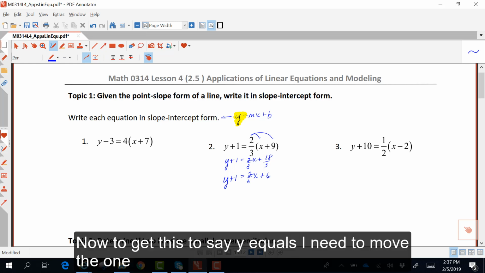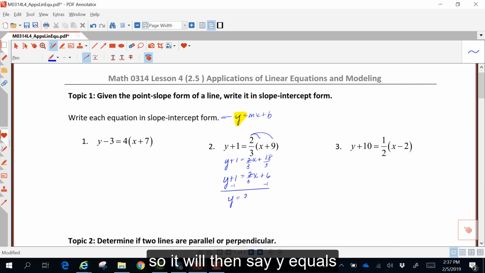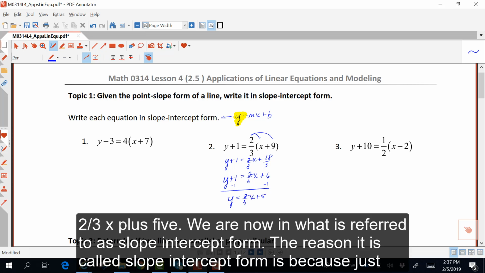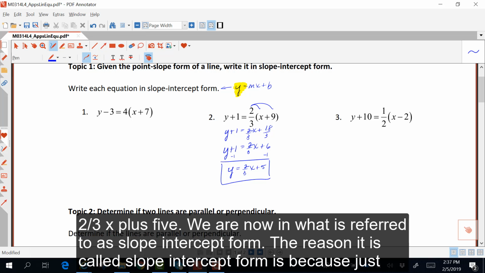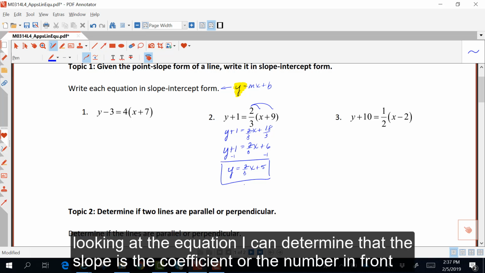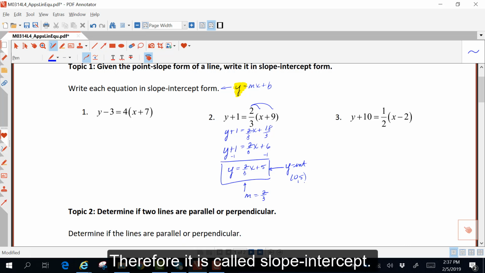Now, to get this to say y equals, I need to move the 1 to the right side of the equation. I need to subtract this 1, so it will then say y equals 2/3 x plus 5. We are now in what is referred to as slope-intercept form. The reason it is called slope-intercept form is because just looking at the equation, I can determine that the slope is the coefficient, or the number in front of the x, and the y-intercept is the number, or the constant, on the end. Therefore, it is called slope-intercept.